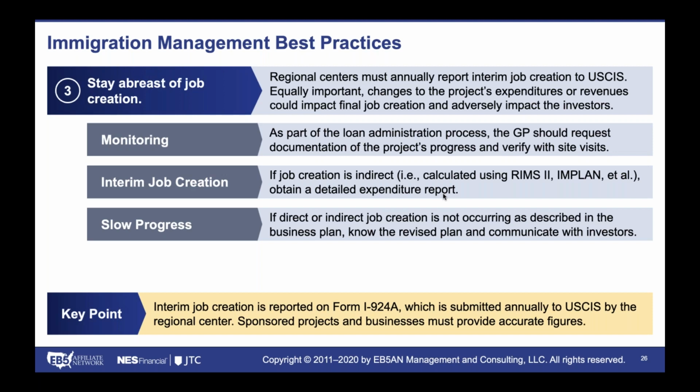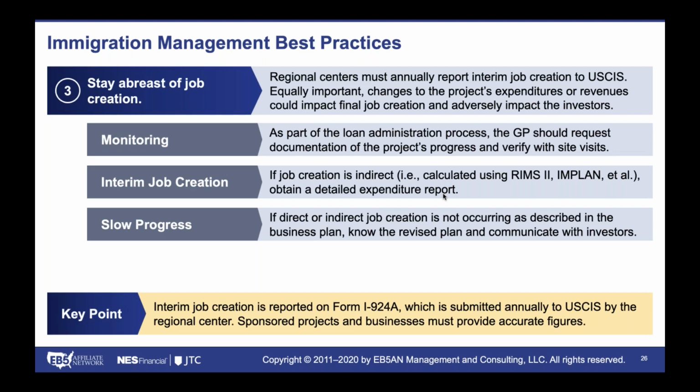Obviously, conditions change. So, for example, if you were operating a hotel during the start of the pandemic, revenue would have gone way down. And if you were relying completely on revenue for job creation, you'd be in a bit of a challenge. So part of what the regional center will be doing and what the general partner needs to do is stay on top of the job creation, ensure everything is on track for investors to earn their permanent green cards, and adjust accordingly.